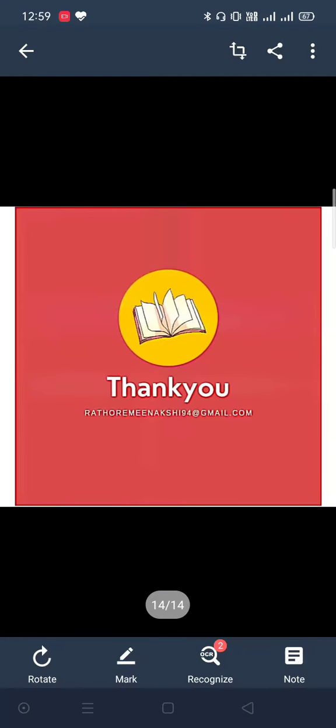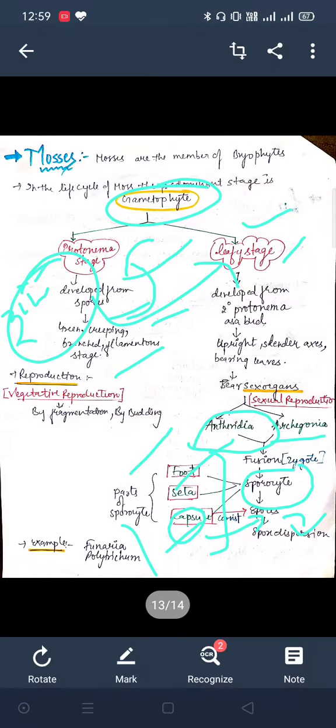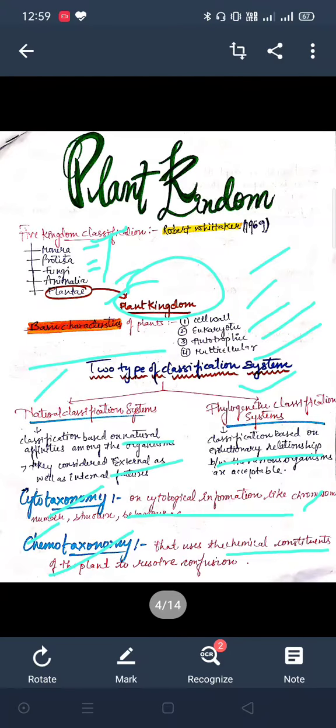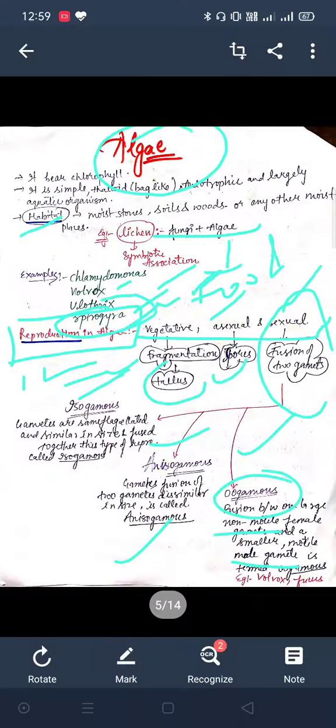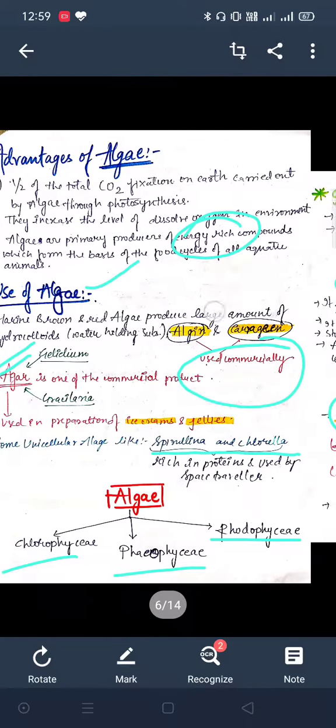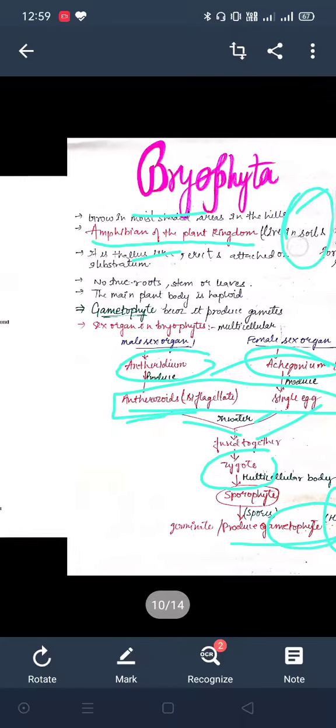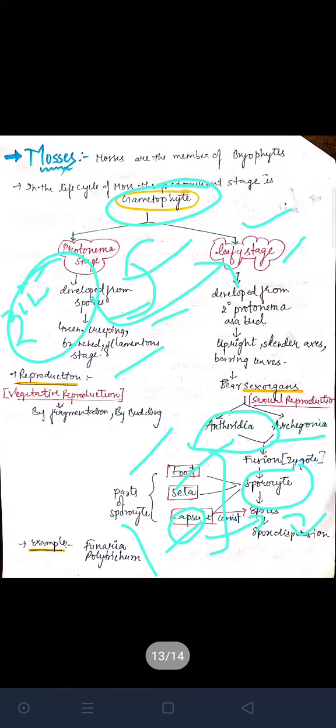Okay, so here we end our session. In the first session we discussed the basic characteristics of the plant kingdom, we discussed algae and the types of algae, and the second member, bryophytes, we discussed. In the second session, or the second video, I am going to discuss the next three phyla, or next three members of the plant kingdom: pteridophytes, gymnosperms and angiosperms. Thank you for watching this video.